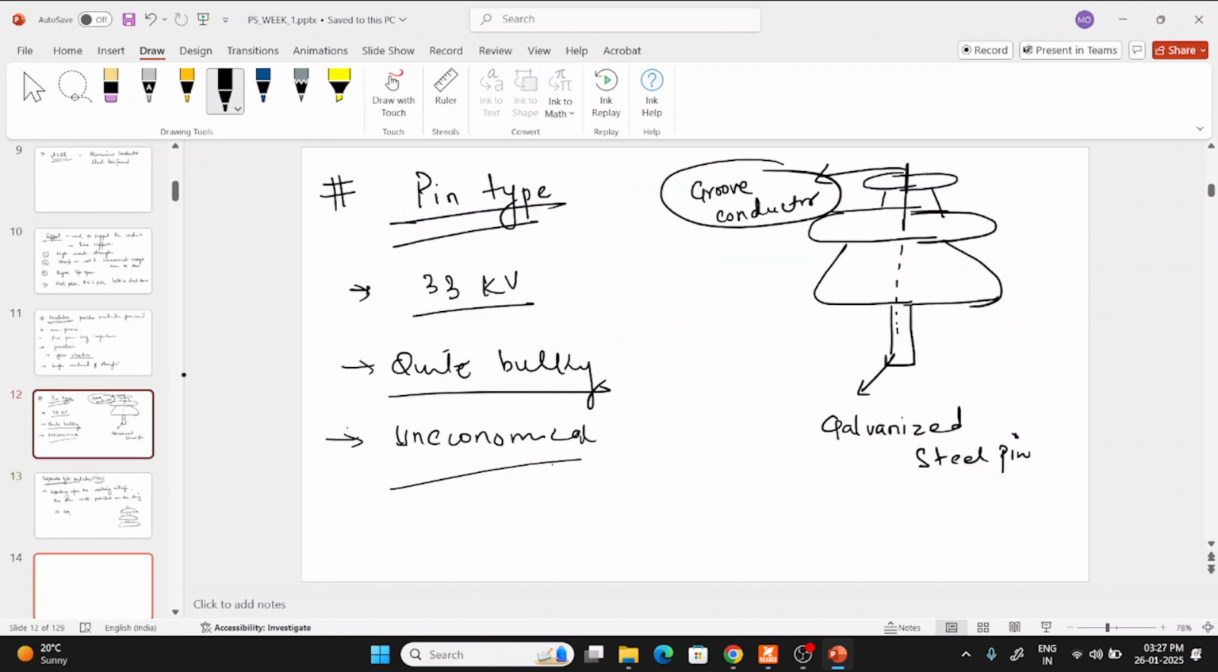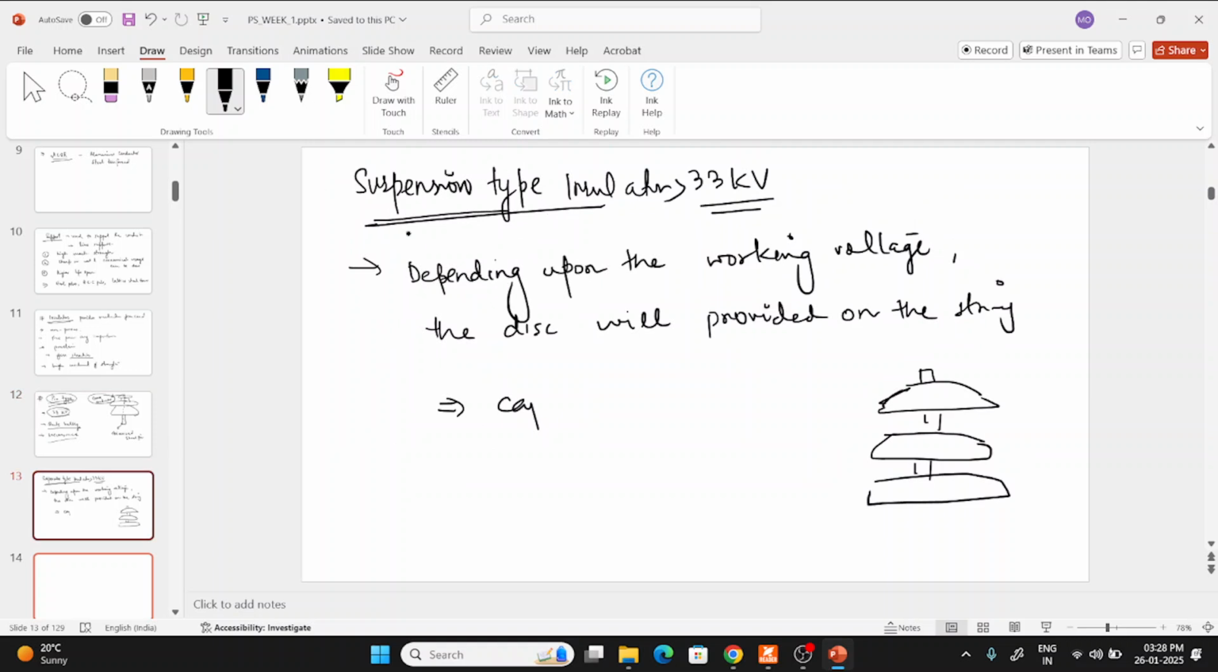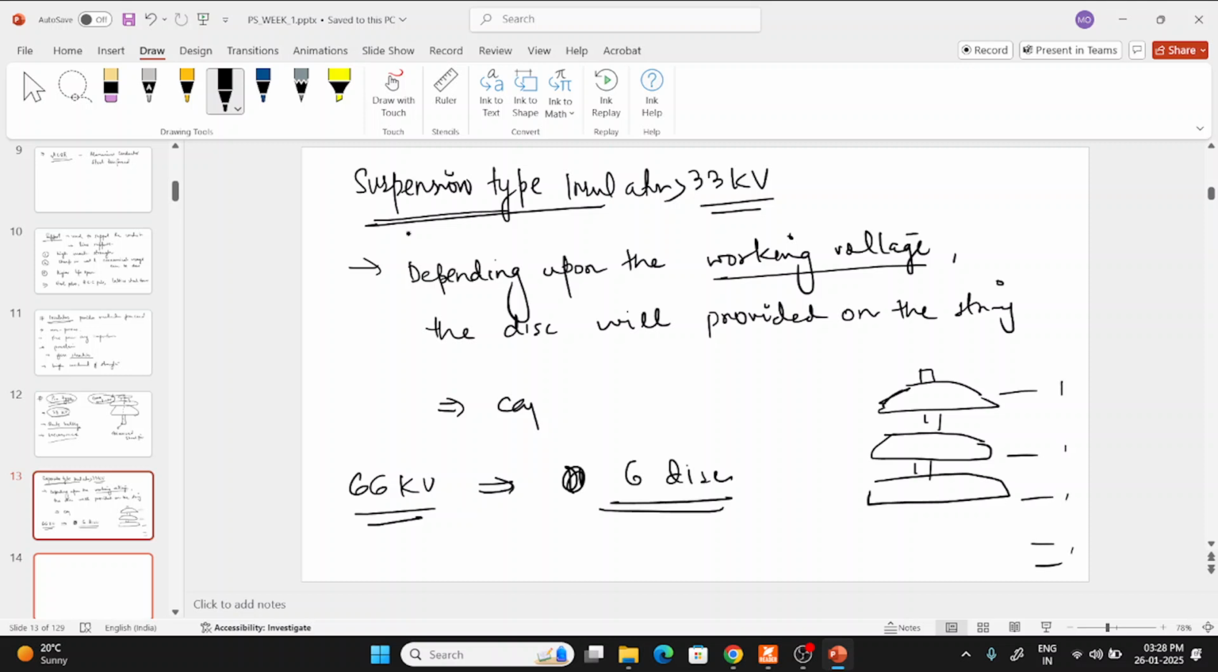Up to 33 kV we use the pin type. We can use pin type beyond 33 kV, but it becomes quite bulky, and at the same time uneconomical because the number of discs will increase. So instead of using pin type, we go towards the suspension type, and depending on the working voltage, the discs are provided. Like if we are going for 66 kV, then there will be six discs connected in series, like 1, 2, 3, 4, 5, 6, like this.